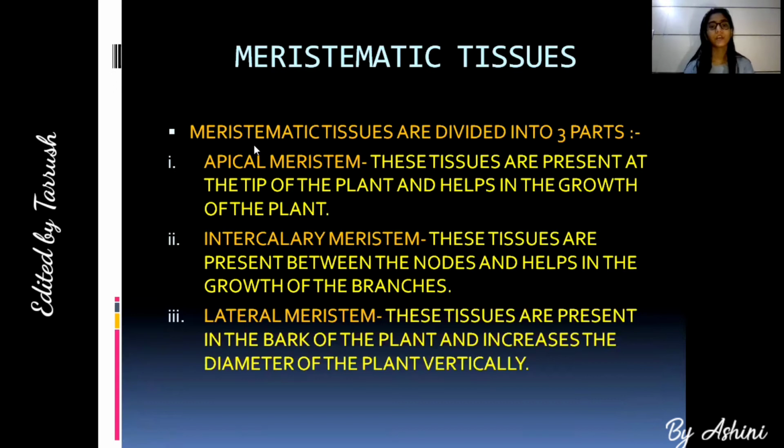Meristematic tissues. Meristematic tissues are divided into three parts: apical meristem, lateral meristem, and intercalary meristem. Apical meristem. These tissues are present at the tip of the plant and help in the growth of the plant. Intercalary meristem. These tissues are present between the nodes and help in the growth of the branches. Lateral meristem. These tissues are present in the bark of the plant and increase the diameter of a plant.